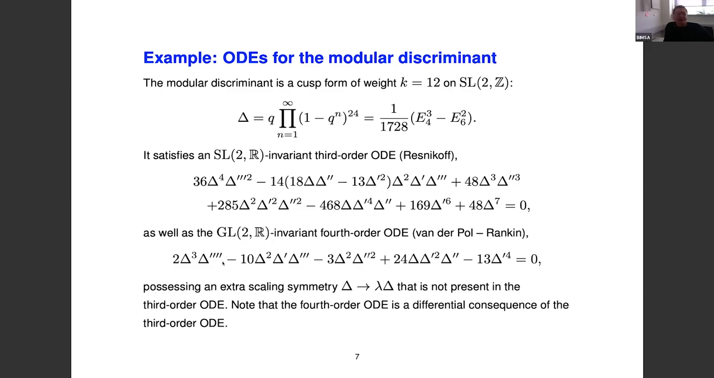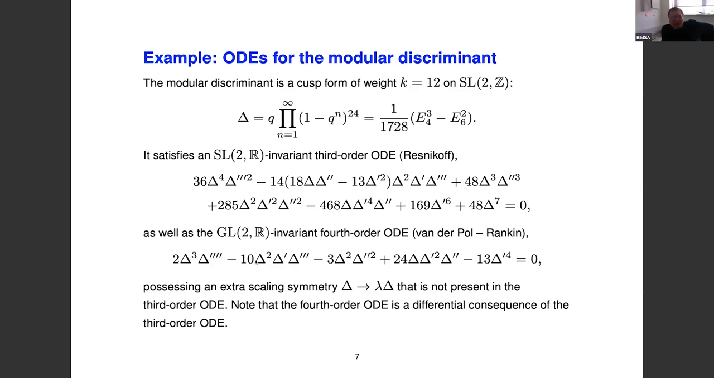And this equation is invariant under GL2R. So it has an extra scaling symmetry. You can see that each term in this fourth order equation is of degree 4 in delta, right? So delta cubed times delta 4 prime. And here delta squared, delta delta, delta squared, and so on. So each term has degree 4 in delta or its derivatives, I mean algebraic degree.